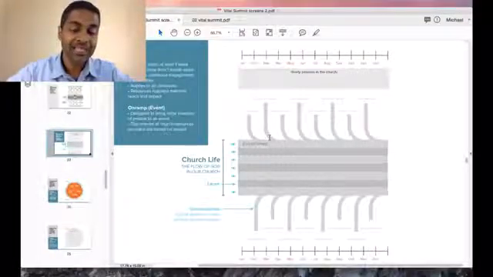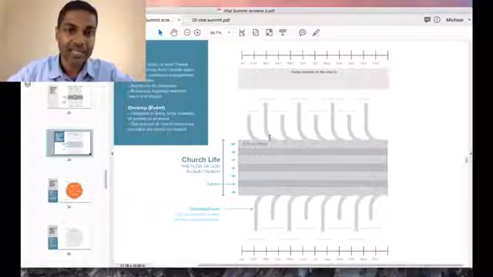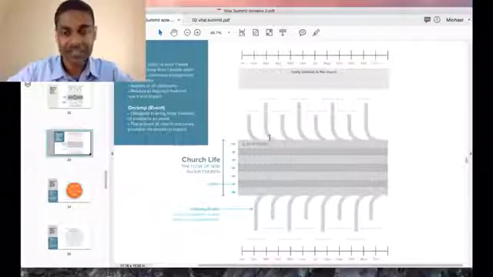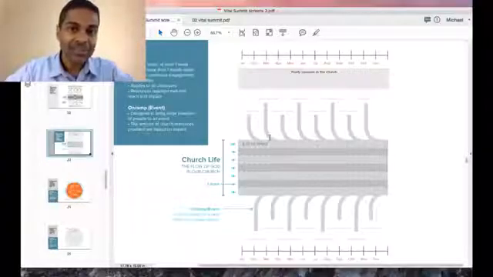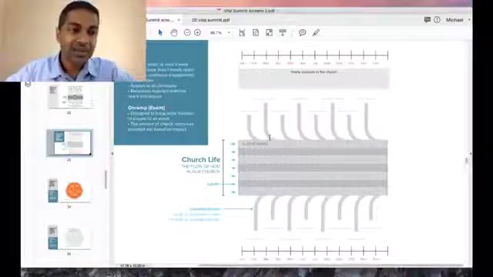Right now what you're seeing is a system for your events. The system does the heavy lifting. It allows you to plan once and then just execute the game plan. If you think about football, this is part of your playbook.